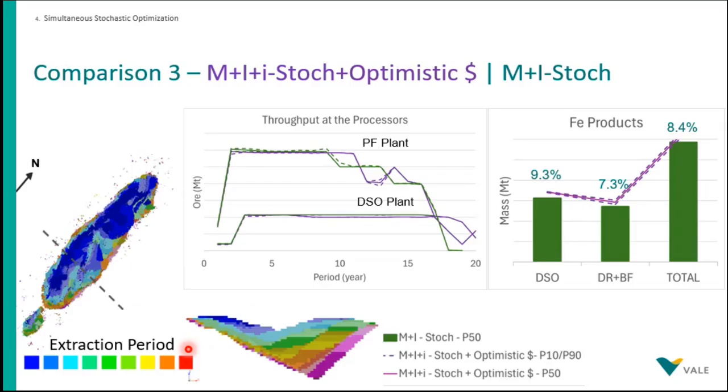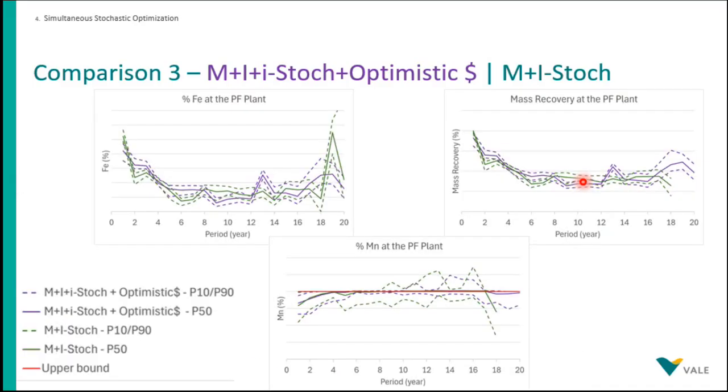So for the last comparison, we wanted to see if we could bring even more value by considering optimistic prices, if this would encourage bringing more ore from deeper areas. Compared to the stochastic optimization considering only measured and indicated material, we see again an increase of 2 years in life of mine. The schedule that we generate is again different, and we have up to an 8.4% increase in the amount of products that we generate. Same story here in terms of head grades, mass recovery, and respecting the important targets we have.